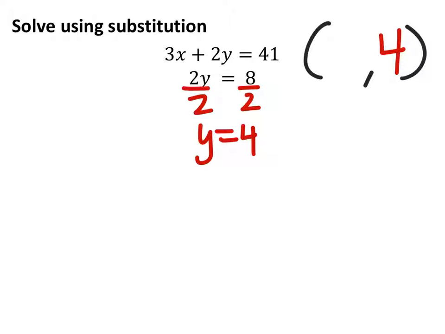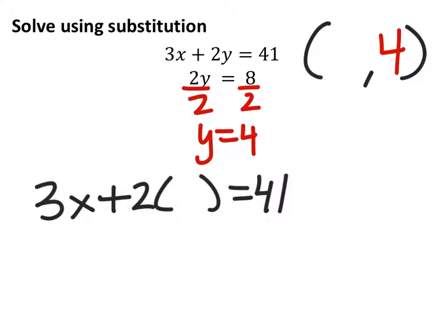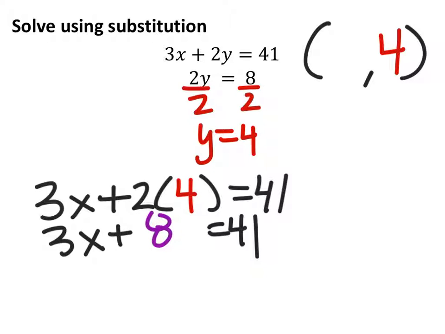Now, in order to solve for x, we're going to have to use this equation here. So let's rewrite it. But notice that I've given myself a value to replace y with, which is 4. So when we solve this, we would solve this just like we would any other equation. 2 times 4 is 8. So we have 3x plus 8 equals 41.